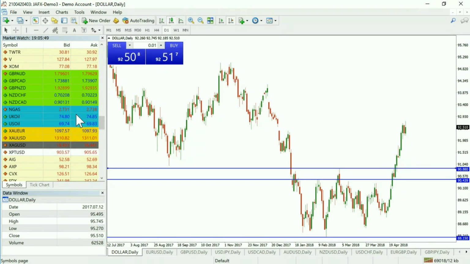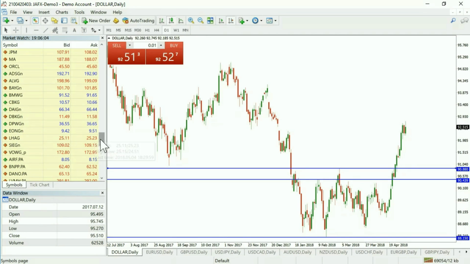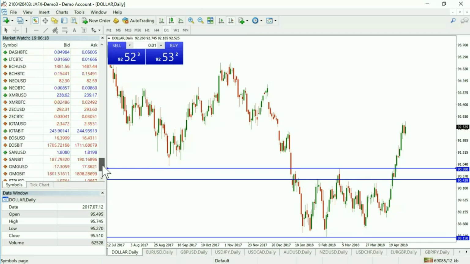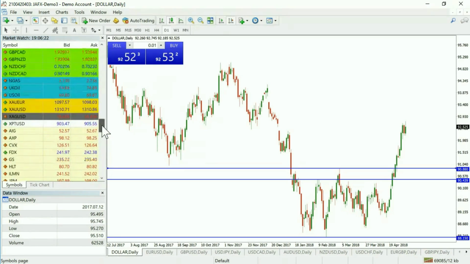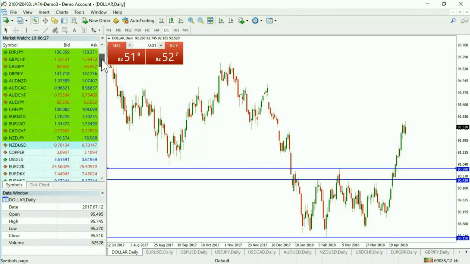We have some commodities in here as well. And we have a whole series of additional equities as well that can be traded. And just at the bottom here, we have a whole number of cryptocurrency markets as well. So as you can see, there's a large number of different opportunities available. And this is just one brokerage and one selection of markets.